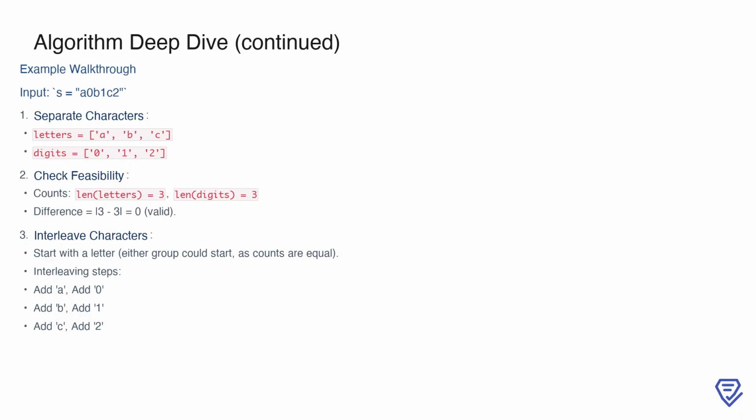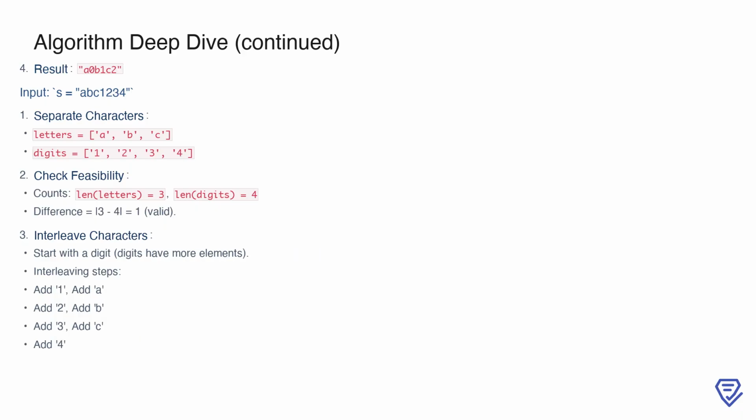Since either group could start, we decide to begin with a letter. During the interleaving process, we alternate between the two groups, adding A, then 0, then B, then 1, and so on. This sequence continues until all characters are used.